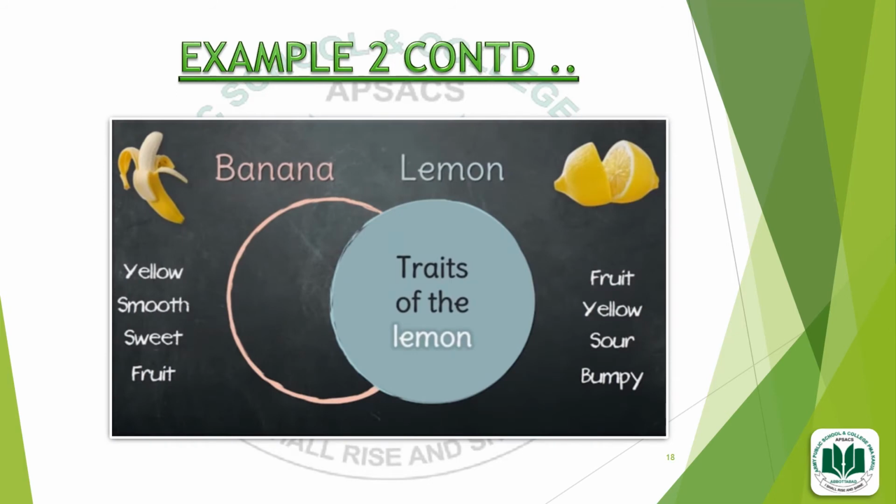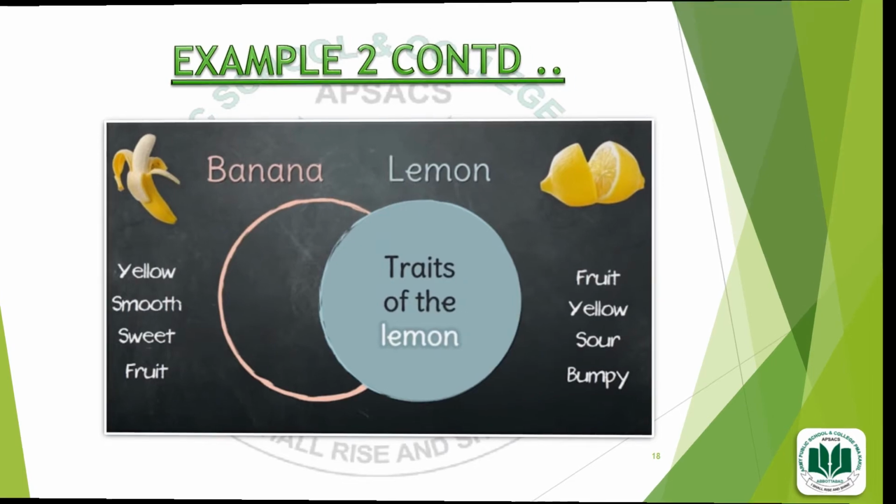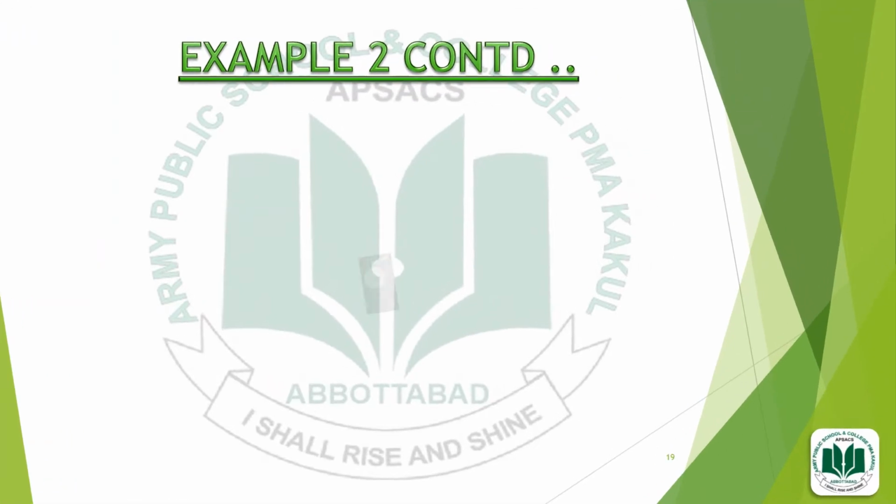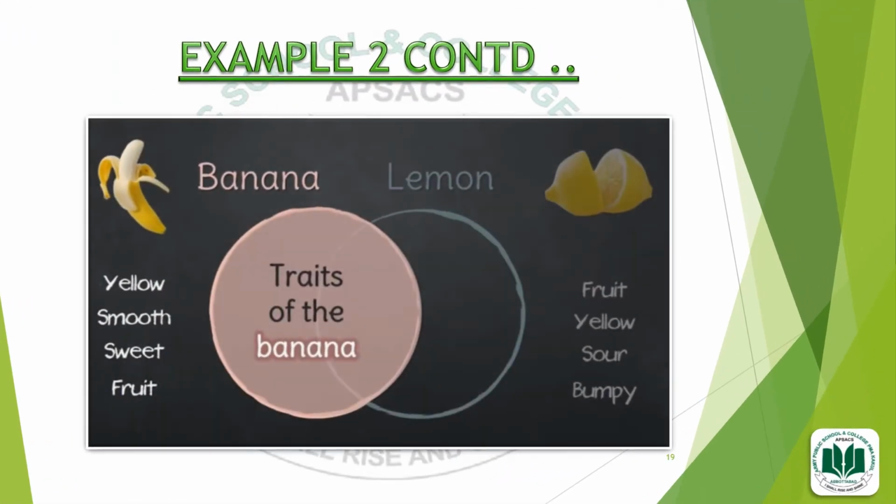Now I'm going to draw two circles which are overlapping. The traits of lemon will be listed in the right circle, and the traits of banana will be listed in the left circle.